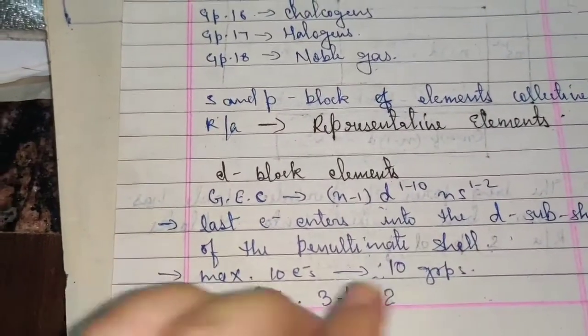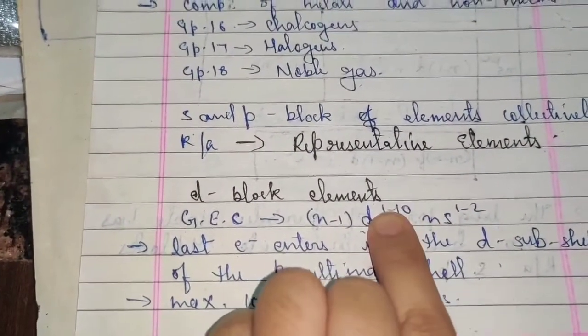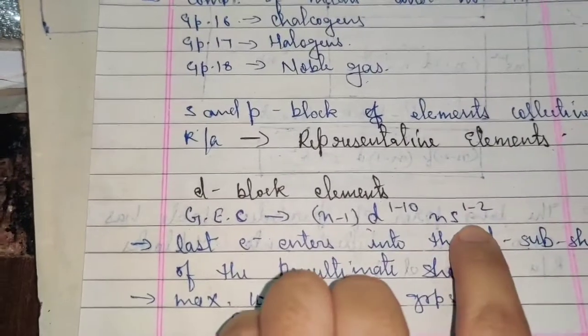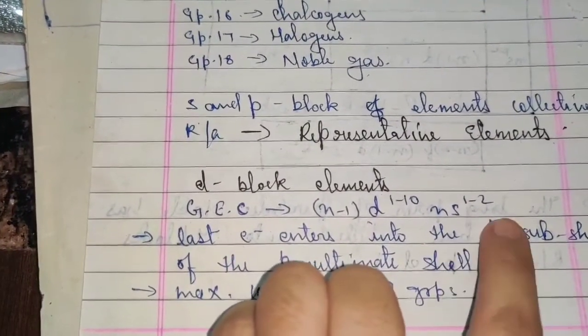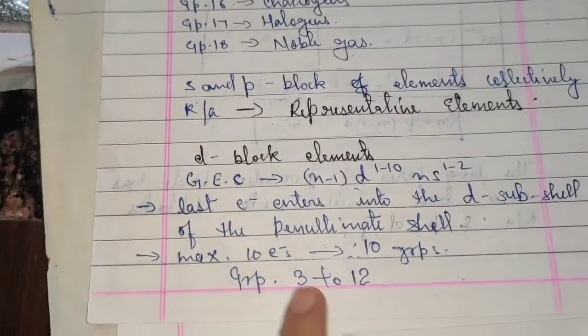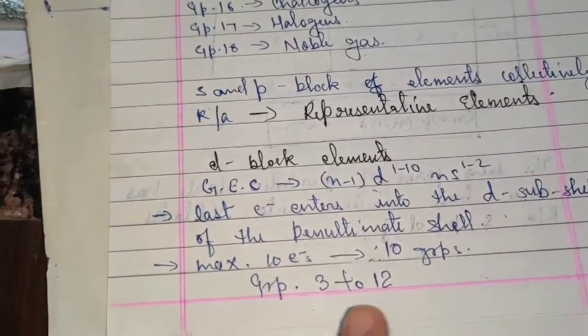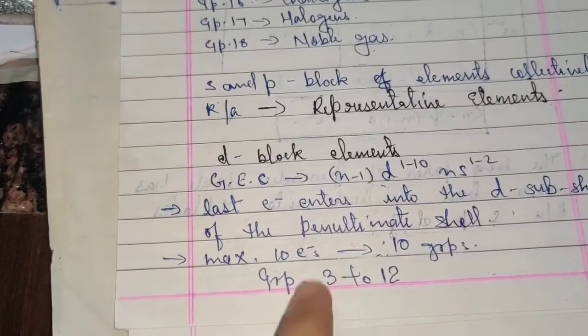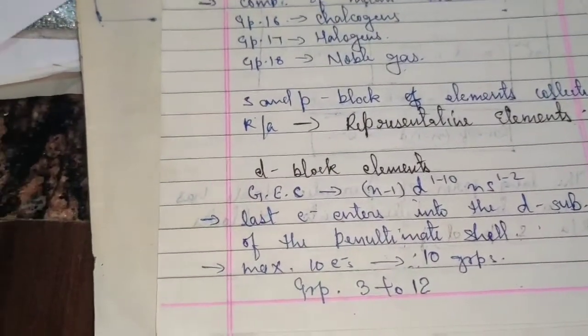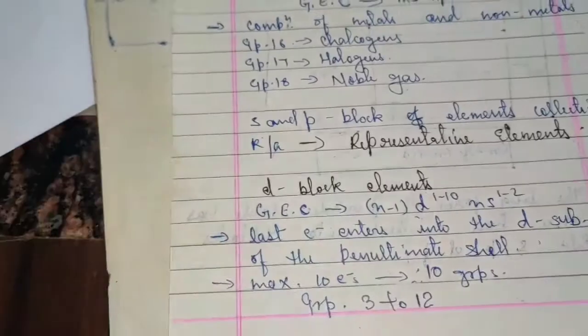And obviously 1 to 10 indicates the electron holding capacity. For S, the electron holding capacity is 1 or 2. And maximum it has 10 electrons, so obviously it will have 10 groups, which I explained to you. And the groups that fall under D block are 3 to 12. Now, how do we get this general electronic configuration?